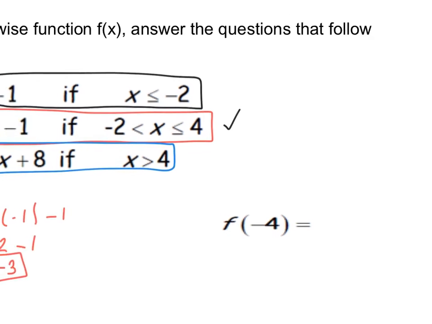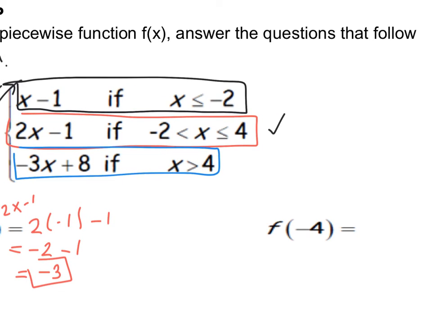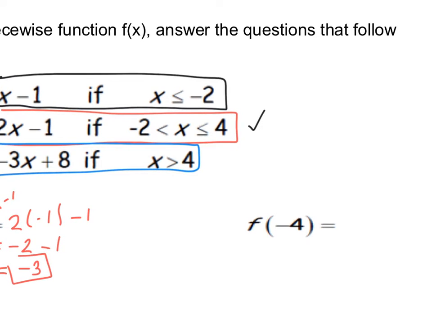Now I want to plug in f of -4, so I have to ask myself, is -4 less than or equal to -2? Yep, it is, because -4 is to the left of -2. So I'm going to be substituting into my black piece, x minus 1. And now I'm just going to be doing -4 minus 1, which is -5.